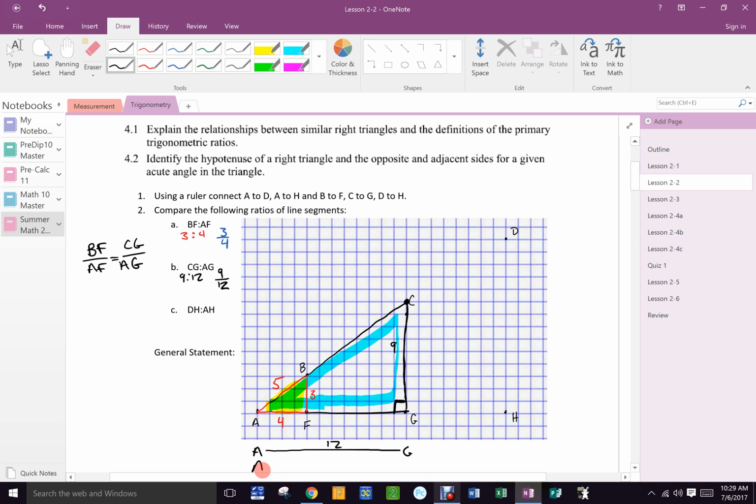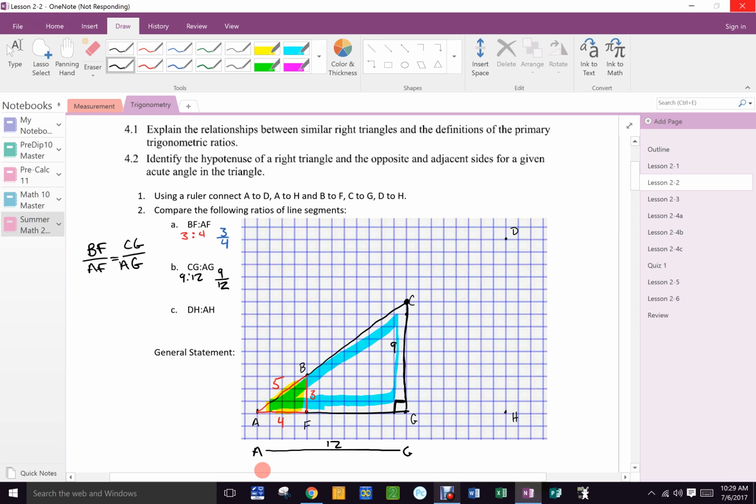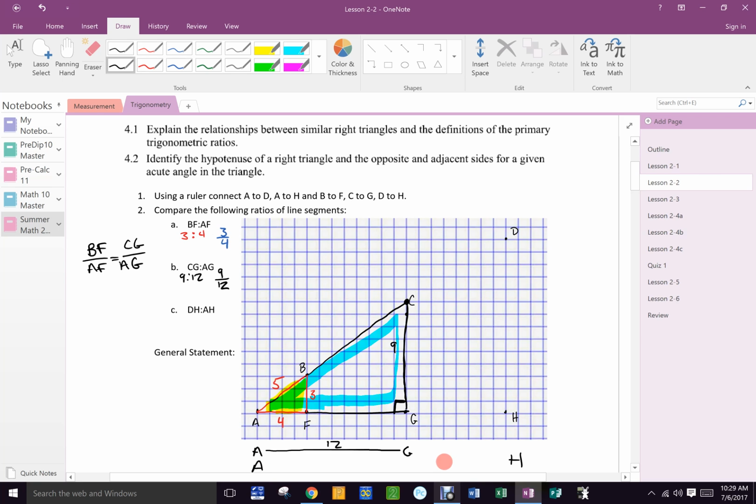$12, $13, $14, $15, $16, $17, $18, $19, $20. So A to H is going to be 20. So I'm going to draw out to there. So what does this have to be now? I screwed up. You got to draw it. You got to go up a line.